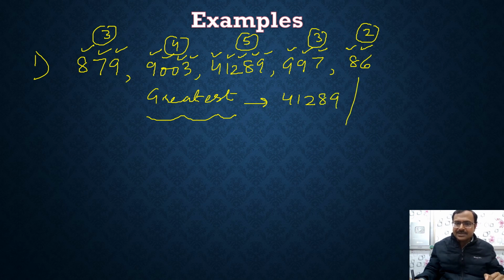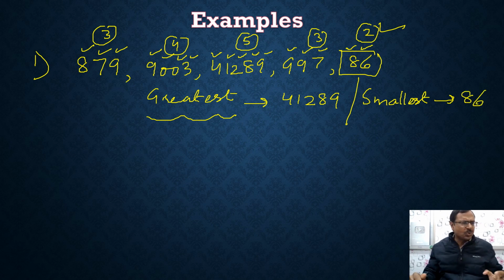And what about the smallest? It will contain the least number of digits, and the least number of digits is 2. That means 86 is the smallest. Very easy, right? Any class 2, class 3 student can do that. Correct. Anybody can do that. And that is why in the competitive exams, you can get that in class 6th, okay? But you won't get that in banking exams. In banking exams, they'll give you equal number of digits.